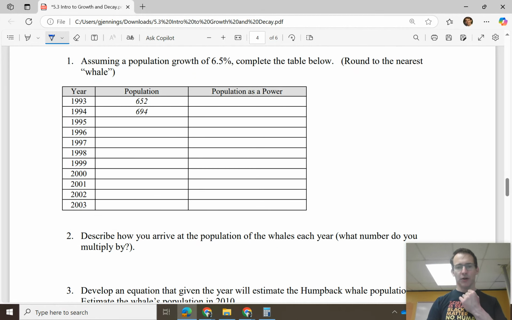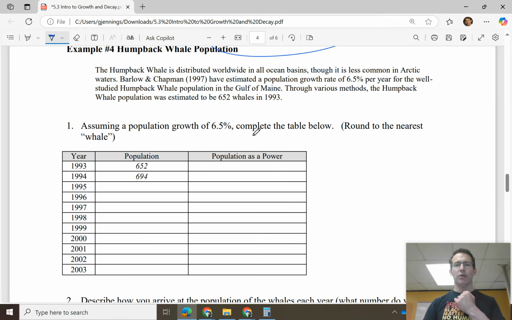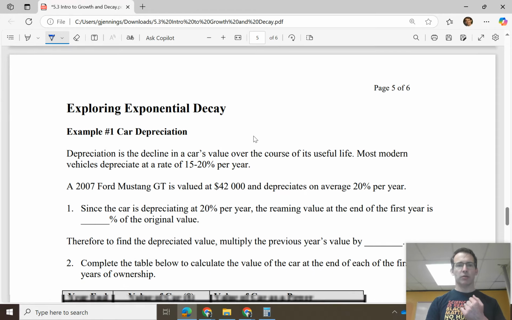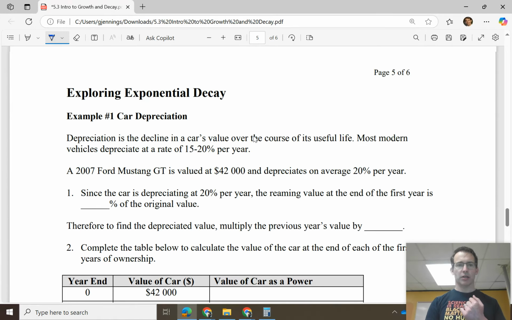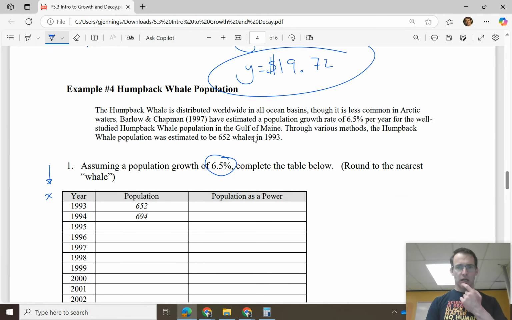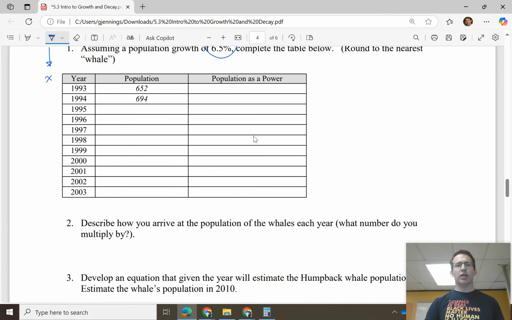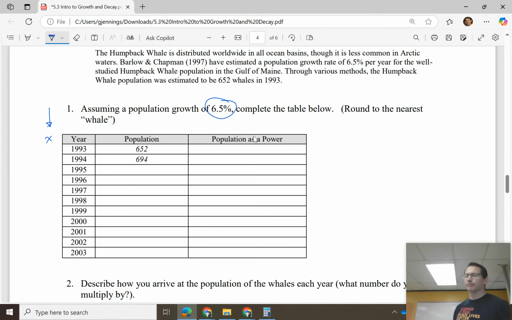All right. I'm going to pause the video. You're going to build your table here and think about how you're using this population growth of 6.5%. But first of all, we want to build a function where our x values measure time. What's our initial value of whales in this case? The population is going to grow by 6.5% each year. But what's the initial value? There's our initial value. So what's our x value for the initial value? What value would you use for x there? 1993? 1 or 0? I'd like 0.